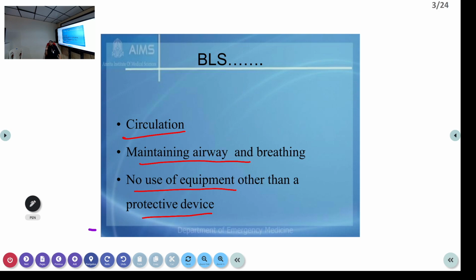So you have to remember what you mean by BLS. Basic life support is a combination of rescue breaths and chest compressions delivered to a victim of cardiac arrest.